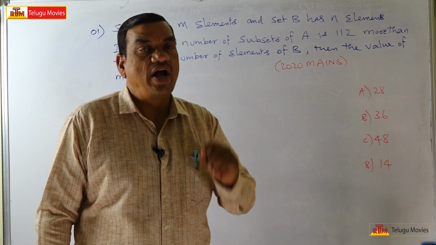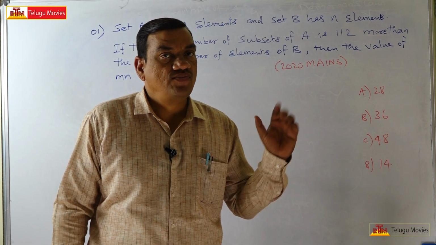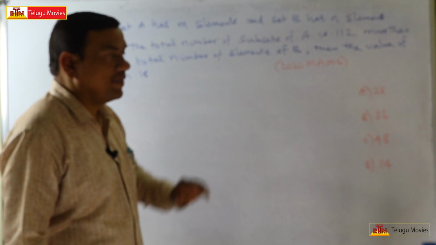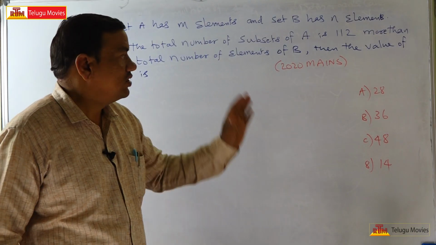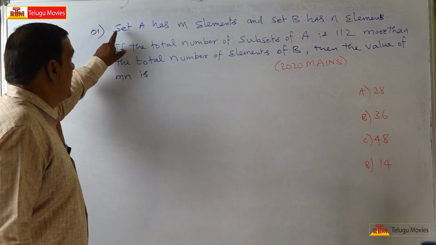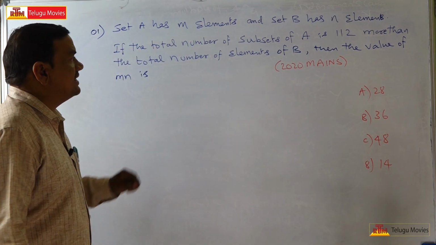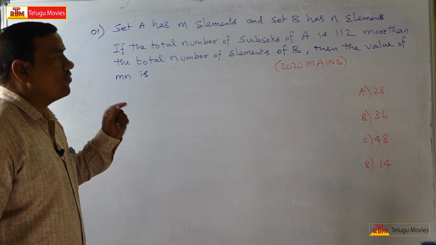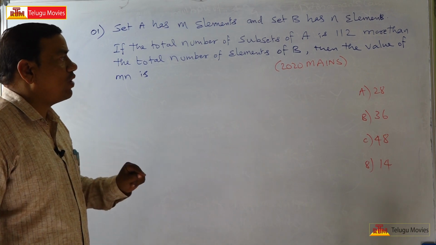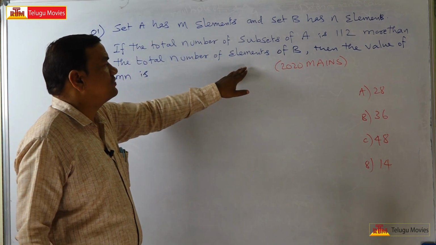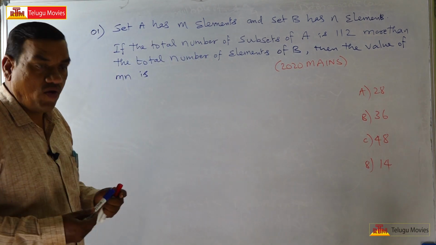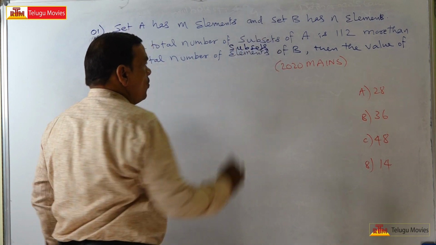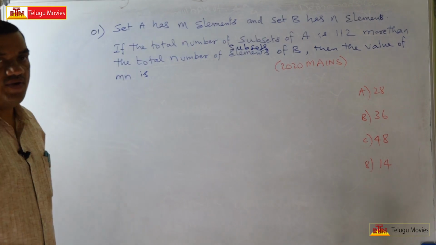Today I am going to explain some problems from the chapter set theory which are very useful for our preparation of JEE Mains examination. The first problem is: set A has m elements and set B has n elements. If the total number of subsets of A is 112 more than the total number of subsets of B, then the value of mn is.